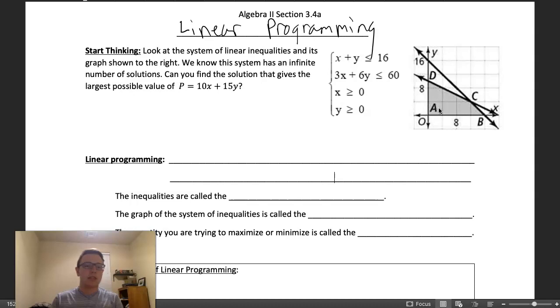We have to be greater than x is 0, so greater than the x-axis and greater than the y-axis. Now we know this system has an infinite number of solutions, because an inequality will have an infinite number of solutions. Could we find one that maximizes, that gives us the largest possible value for p is equal to 10x plus 15? The answer is we could, but we're going to have to test and check points.